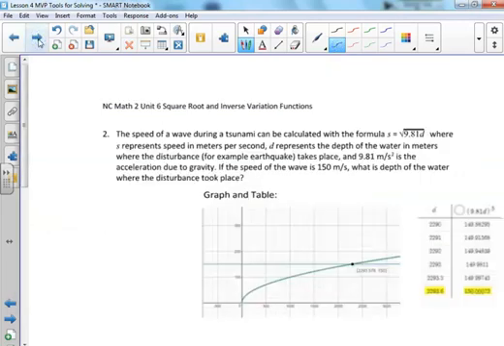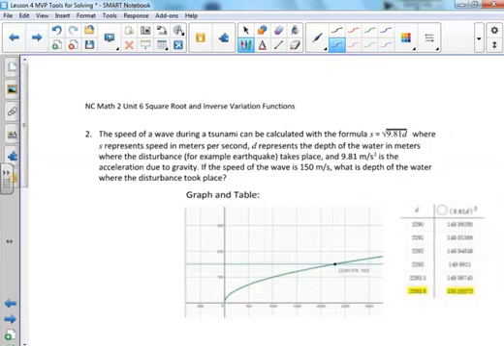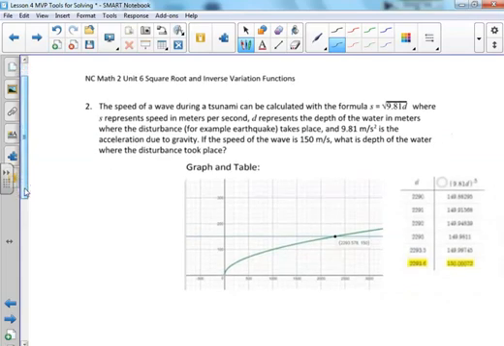Moving along to another example where we're asked to solve and we're given the function. Notice now that we're given a radical function. We are told that the speed of a wave during a tsunami can be calculated using this formula. S equals the square root of 9.81 times d, and we are told S represents the speed in meters per second, and d represents the depth of the water in meters where the disturbance, for example the earthquake, takes place. And the 9.81 meters per second squared is the acceleration due to gravity.